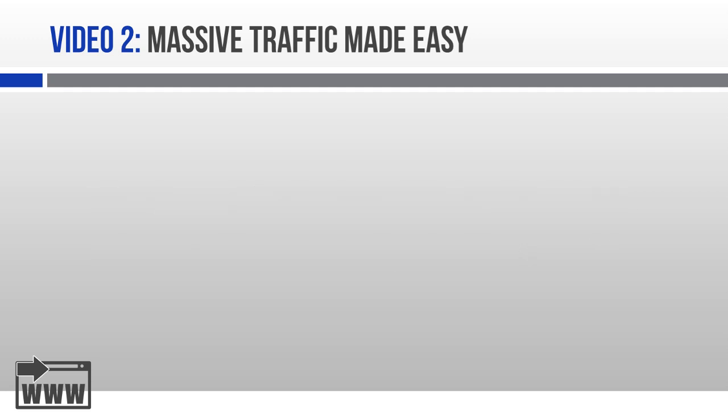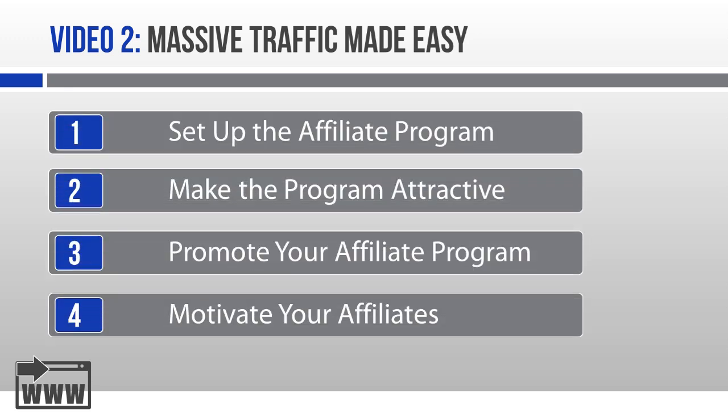So let's take a look at the steps involved in creating an affiliate program, which include Step 1, set up the affiliate program. Step 2, make the affiliate program attractive. Step 3, promote your affiliate program. Step 4, motivate your affiliates.